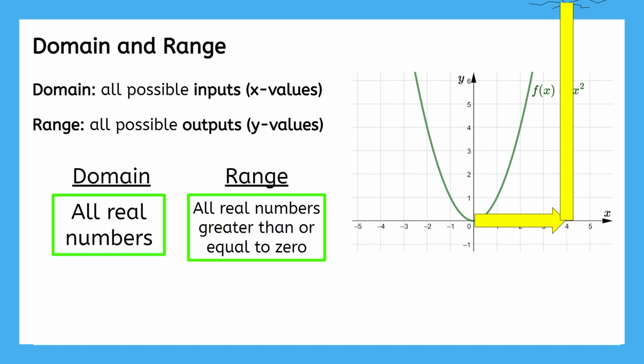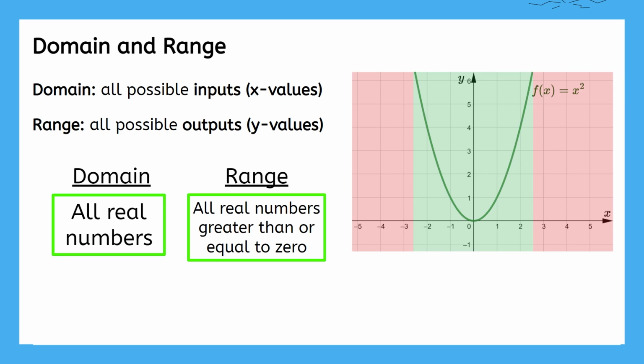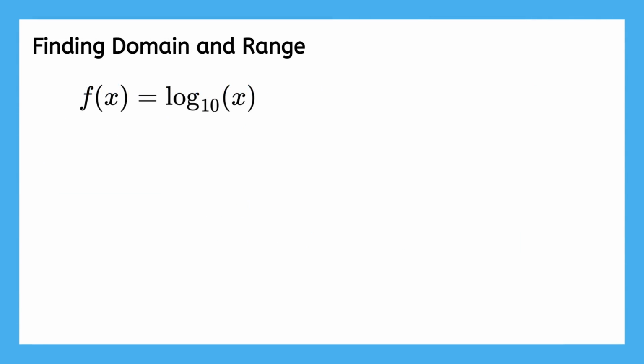So although the graph looks like it's curving further and further up, it also keeps going further and further to the left and the right. The domain might look like this at first, only existing in this middle section of the graph. But that's just because the graph can only show part of the function at a time. The actual domain is all real numbers. If you had a big enough graph, you could keep graphing it to the left and right as far as you wanted. Let's try and find the domain and range of another function, the log base 10 of x.